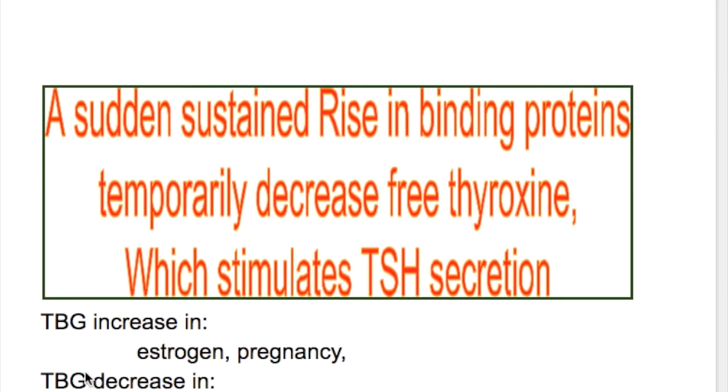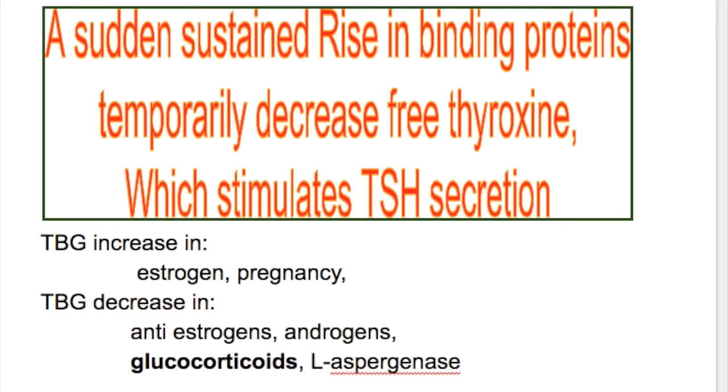So what are the conditions when thyroid binding globulins are increased? They increase in pregnancy and in women taking estrogen, and they are decreased with anti-estrogens and androgens, and also with glucocorticoids and L-asparaginase. So what are the drugs which inhibit binding of T4 and T3 to thyroid binding globulins? They are salicylates, phenytoin, mitotane, o,p'-DDD, and 5-fluorouracil.